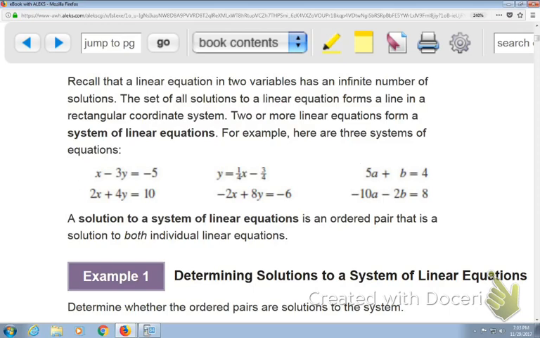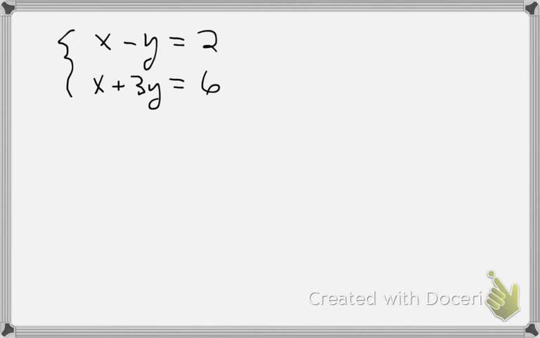So let's say I give you x minus y equals 2, x plus 3y equals 6. And I tell you the answer. That's the only time this is going to happen. The solution is the ordered pair 3, 1. So I have my solution set, those braces, right? And then I have in there that ordered pair 3, 1.